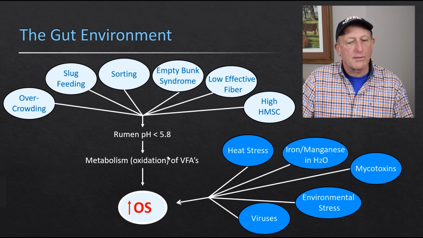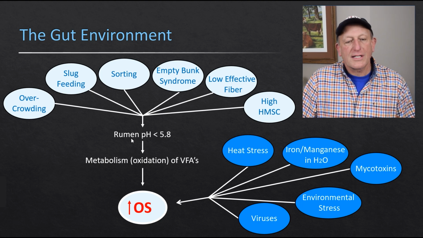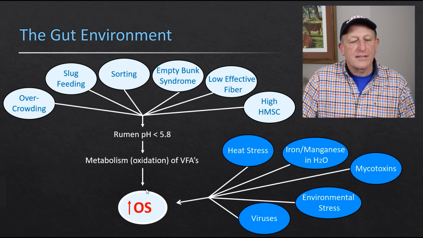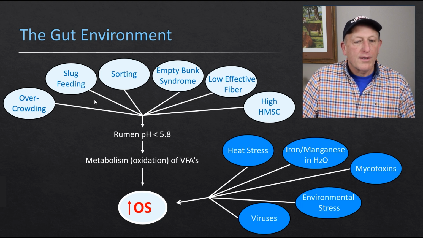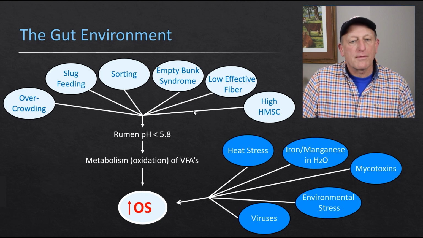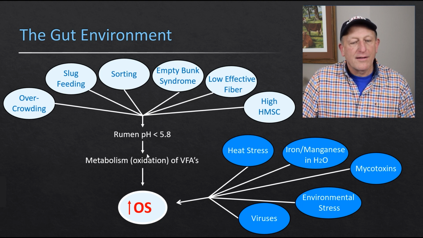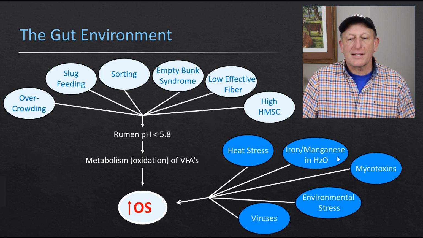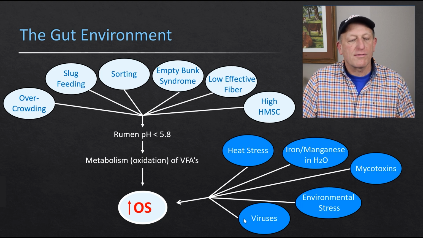Overcrowding was a major contributor of oxidative stress. All these things cause a decrease in rumen pH, causing the oxidative stress to occur. We've got to make sure we're doing a good job of bunk management and all the extrinsic factors that affect the gut, which is heat stress and mycotoxins, environmental stress, and viruses.